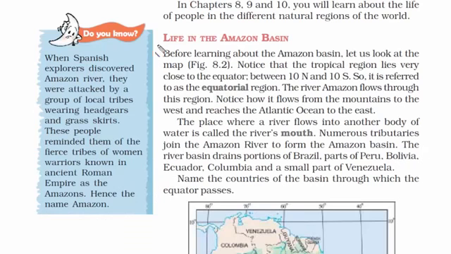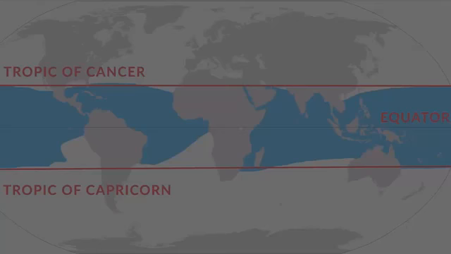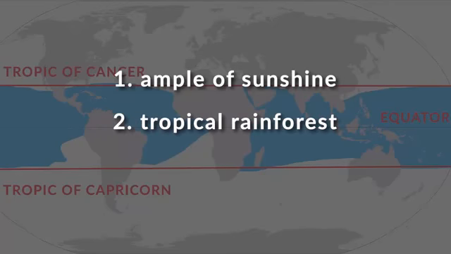First topic, life in the Amazon Basin. First of all, we all know what and where the tropical region is. Let's refresh by having a look at it. This place is also referred to as the equatorial region. Now I want you to remember these 2 points about the tropical region. Number 1, ample sunshine due to sun rays falling straight on the equator. Number 2, the term tropical rainforest, which means heavy jungle, because this place receives heavy rainfall and has lush green vegetation cover. Always remember these 2 points whenever you hear about the equator.